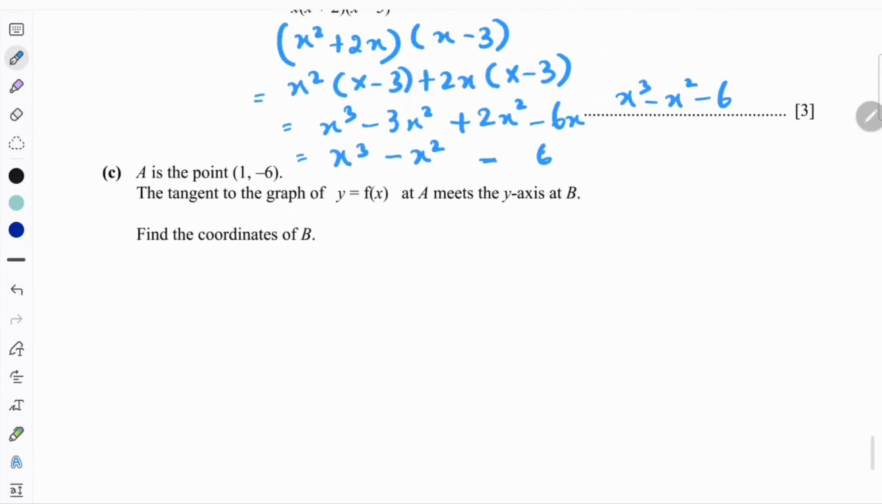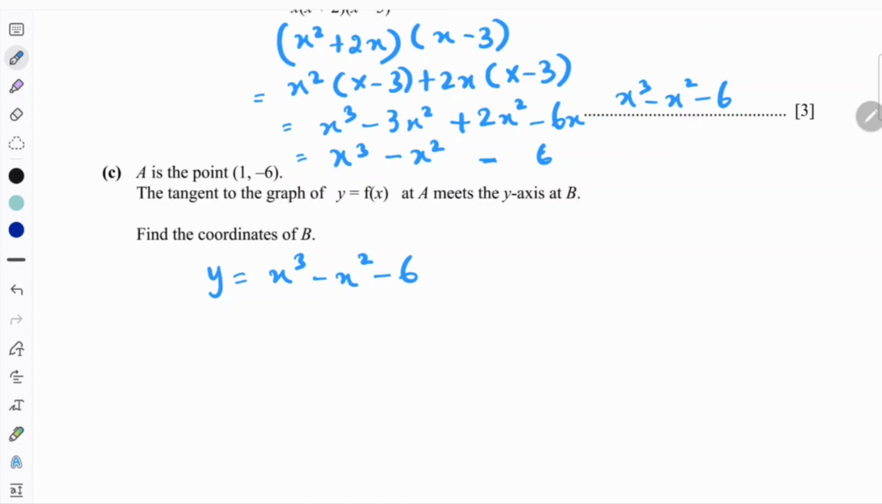Now the next question, which is the last question of this paper. A is the point (1, minus 6). The tangent to the graph y equals f(x) at A meets the y-axis at B. Find the coordinates of B. Alright, the last part. The equation is x cube minus x square minus 6x. So y equals x cube minus x square minus 6x. The tangent to the graph is at A, and A is (1, minus 6).